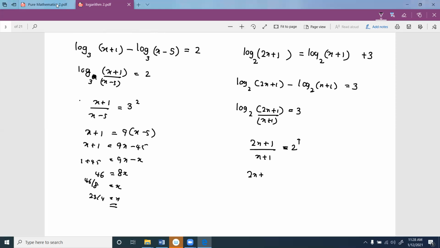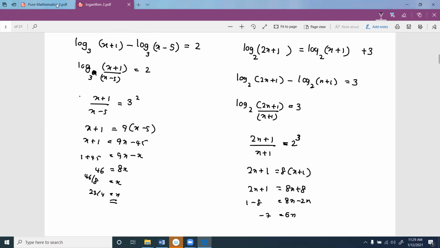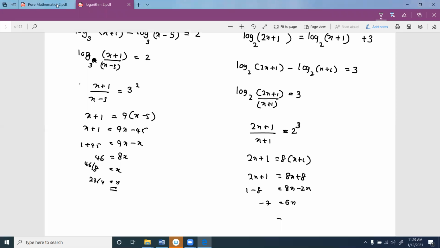Then you carry 2 to the power 3. 2x plus 1 equals 8 times x plus 1. Then you get 8x plus 8 equals 2x plus 1. So if you bring this to the other side, 8x minus 2x equals 1 minus 8. Therefore, 6x equals minus 7. Therefore, x becomes minus 7 over 6. That's the answer value you need to get.